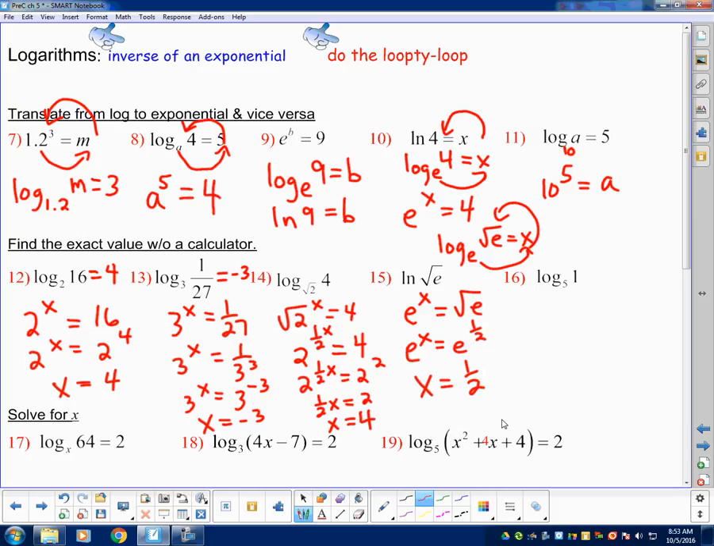So every one of these can be done without a calculator. This one right here, it's 5 to what power equals 1. This one you've got to know your properties of logarithms. 5 to what power? Yeah, 0. So this is x equals 0. It's the only way to get that equal to 1.